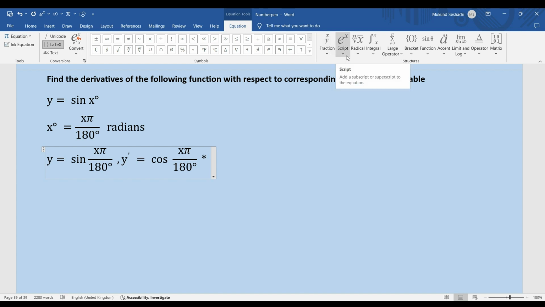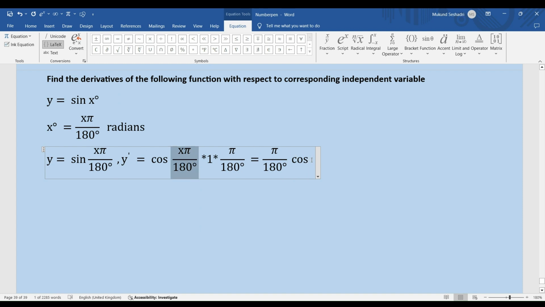So what is that? That is pi by 180 into d by dx of x because my pi by 180 is a constant and I can pull that out and I'm left with d by dx of x, which is 1, right? So my final answer to this particular problem is pi by 180 times cos of x pi by 180, right? So that's the final answer for this particular problem. And again, a useful example for chain rule of differentiation.